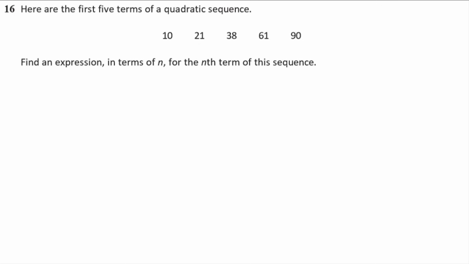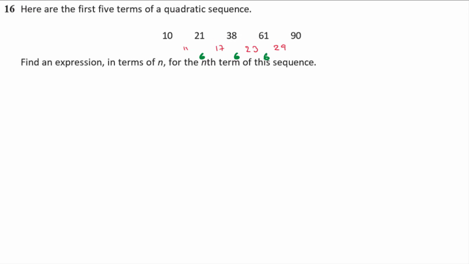So the second differences here, for instance, are going to be 11, 21 take away 38 is 17, 38 taken away from 61, that is 23, and 61 taken away from 90, that is 29. Okay, and so that's what we call the first differences. The second differences are the differences of the differences. So you can see that's 6, 6, and 6.